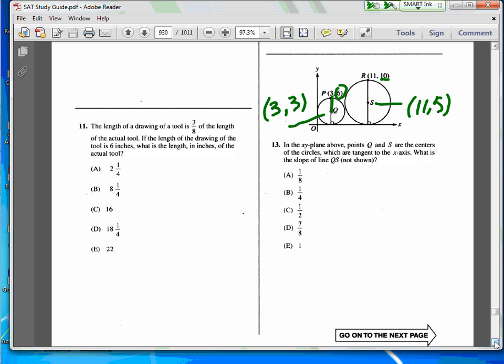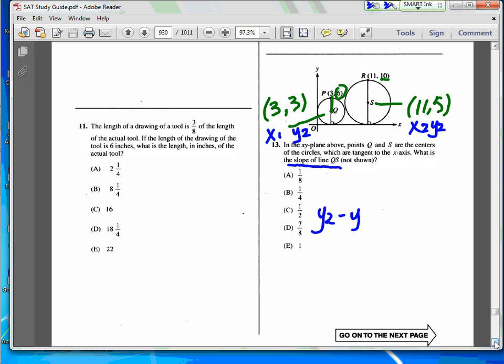So now that you have this information, you have everything that you need to figure out the slope of this line QS. Because the slope is y2 minus y1 over x2 minus x1. So I'll just rewrite that.